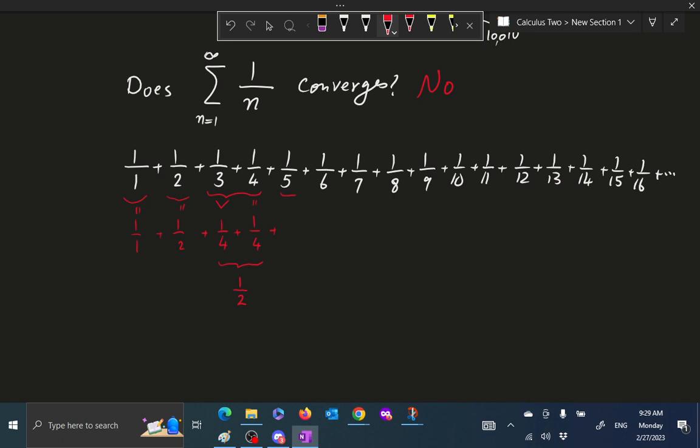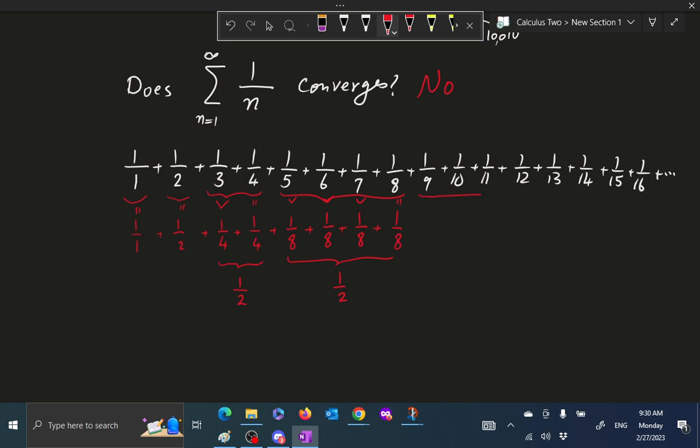Next, I take a look at the next 4 items. We say 1/5 is at least as big as 1/8. This is at least as big as 1/8. This is at least as big as 1/8. Well, this one is 1/8. So it's larger, larger, larger, and this is the same. If I add 4 of these 1/8, what do I get? 4 times 1/8 is 1/2. Do you get the trend?